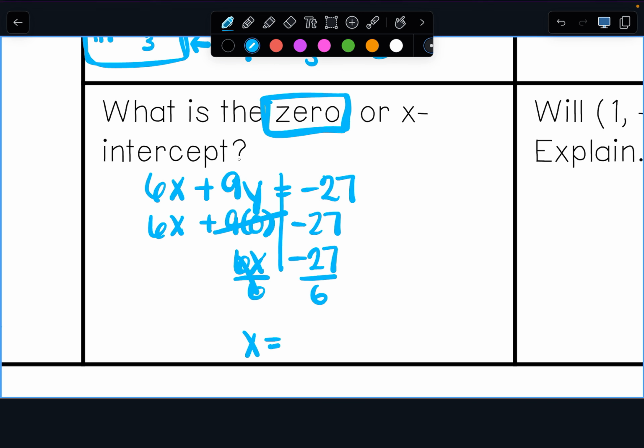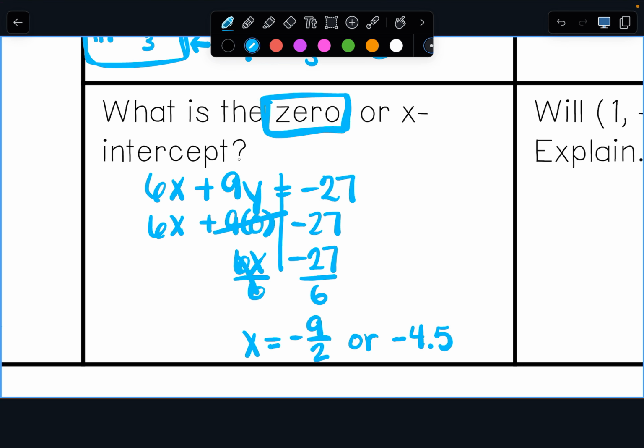What do we get for that? Negative 9/2. What if the STAR test gives us decimals? Well, then that's okay. What is negative 9/2? You can put a decimal. Yeah, negative 4.5.